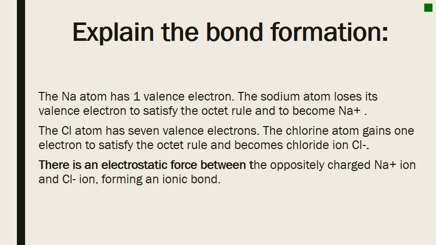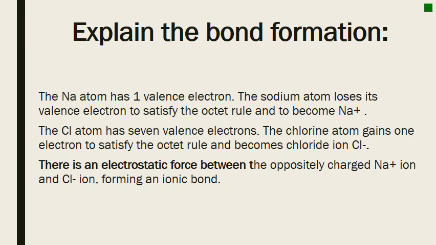Next question might be explain the bond formation. So literally we're writing into text what we just did. The Na atom had one valence electron. Remember, it ended with M1. So it had one valence electron, one electron in its outer energy shell. The sodium atom needs to lose its valence electron to satisfy the octet rule. Remember, it's K2L8 M1 and then it becomes K2L8. That's the octet rule, and it becomes Na+.